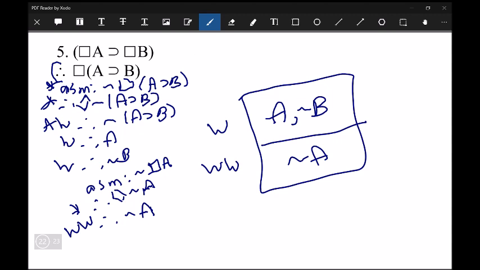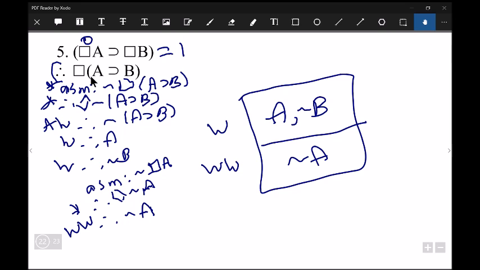So, how do you evaluate it? Well, you've got an if-then here. Evaluate the first part. Necessary A means all worlds have A. Is that true? No. So box A is false. False implies anything is true. It doesn't much matter what the second part is.